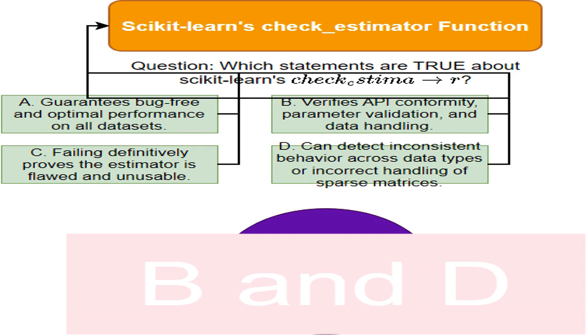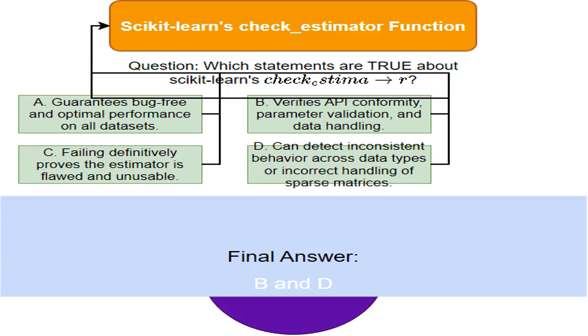This means that only those options correctly describe the _check_estimator function capabilities. These are the final answers to the quiz problem, indicating that the statements related to API compliance and data handling consistency checks passed by the _check_estimator function are the true statements.